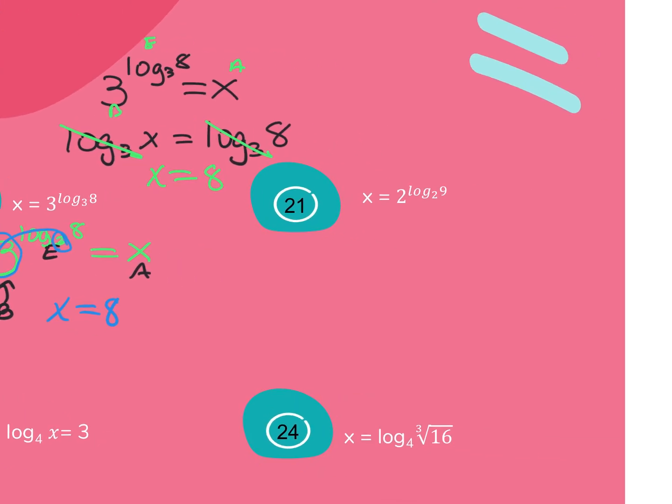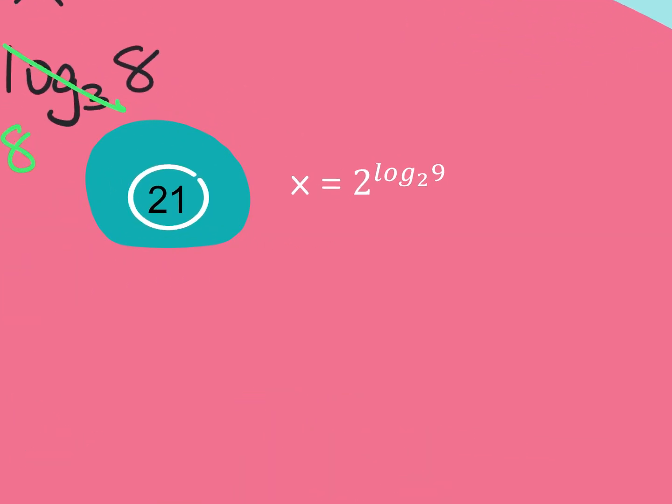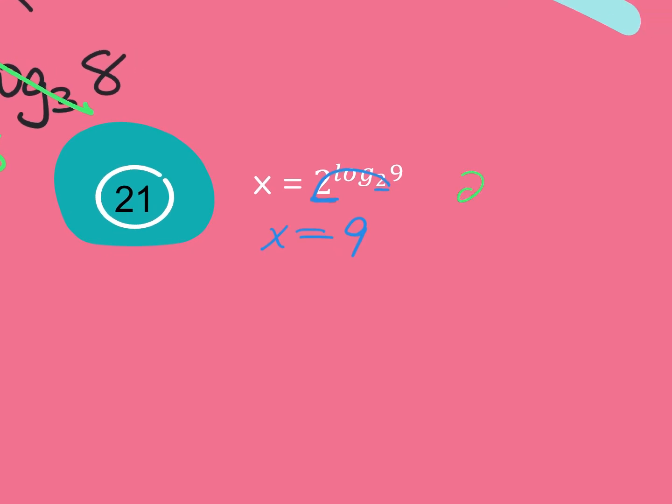Same thing on this one. This is exponential. Again, if you recognize that the base of this exponent has the same number as the base of the log, this cancels, and you're left with x equals 9. If you want to turn it into log form, we could flip it around: 2 to the log base 2 of 9 equals x.